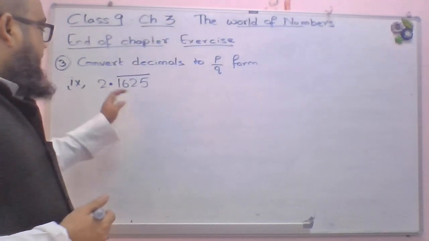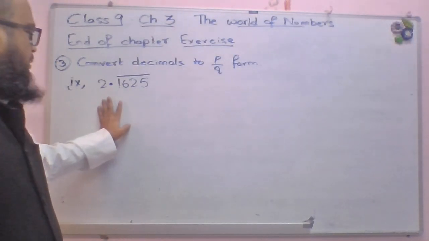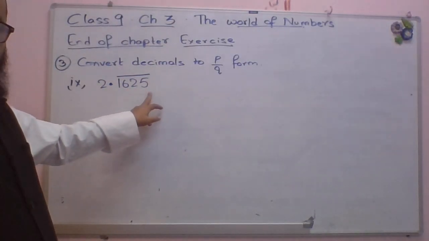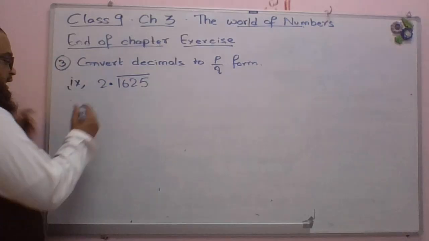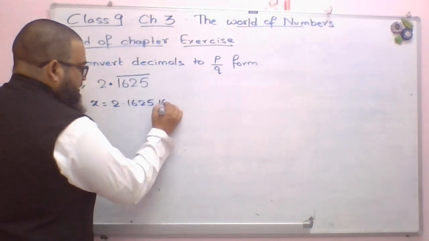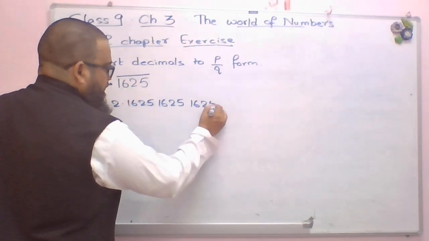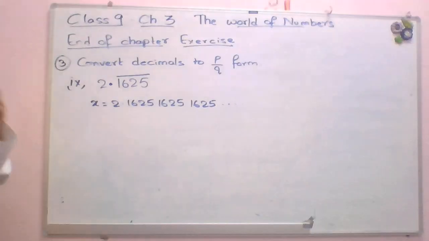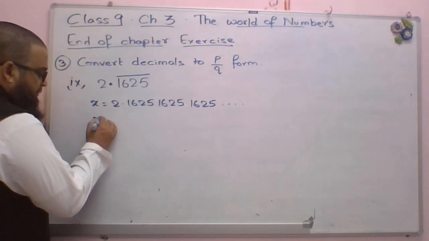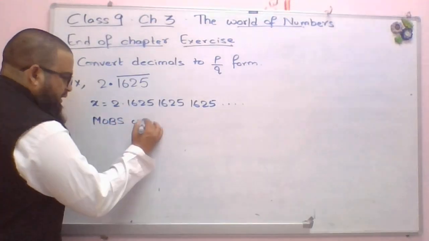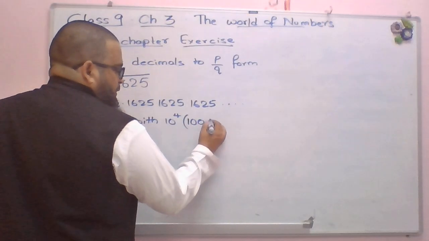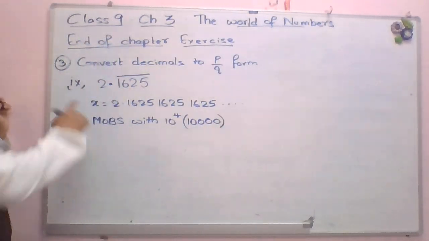Now see, it is the 9th bit, 2.1625 bar, and the bar is above all 4 decimals. Okay, so that means it can be written as x is equal to 2.1625, 1625, 1625, and so on. Is it right? Now, how many recurring decimals are there? 4. Understood? So therefore, multiply on both sides with 10 to the power of 4. So 10 to the power of 4 means what? 10,000. Okay, let us multiply on both sides.